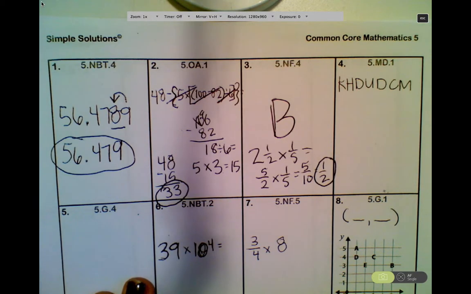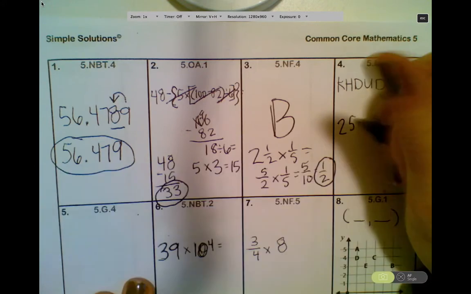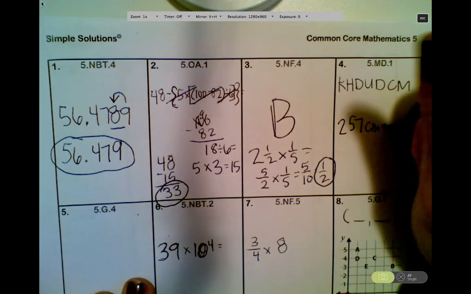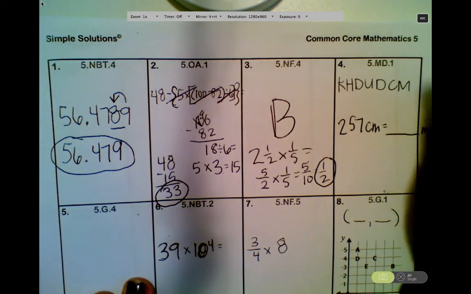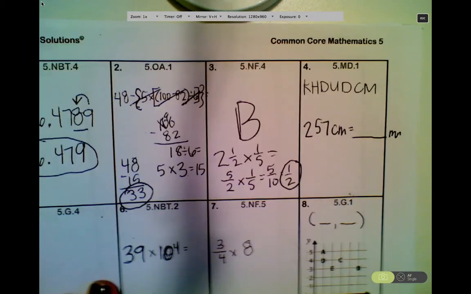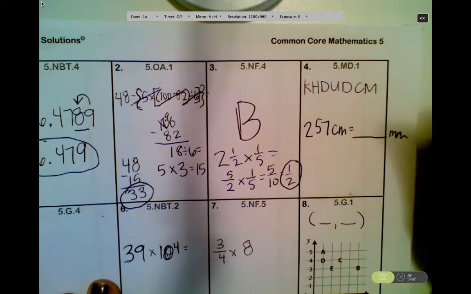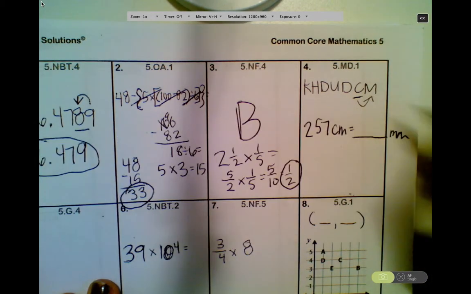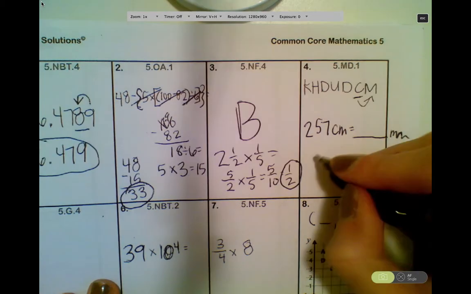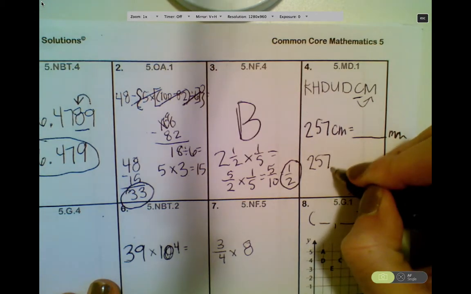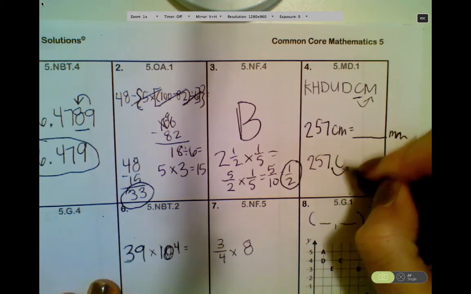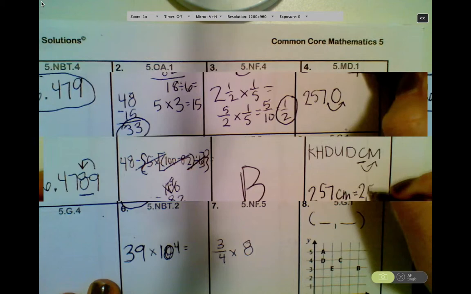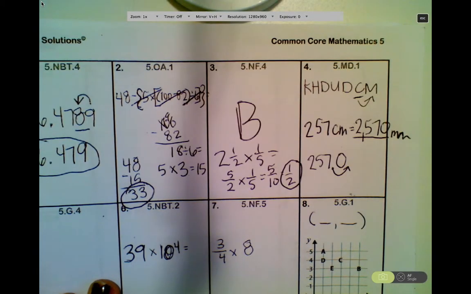Number 4, we need to convert 257 centimeters to millimeters. Move this over. And I know I'm going to start at centimeters, which is right here, and I'm just going to go one place to my right to millimeters. So all my decimal point does is move over one place to the right, put in my 0, so my answer is 2,570 millimeters.